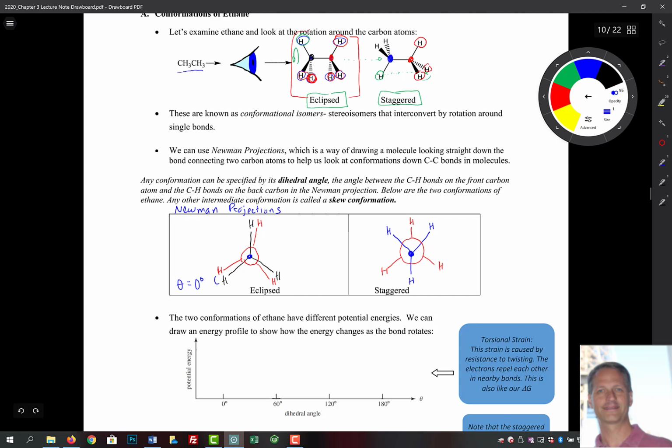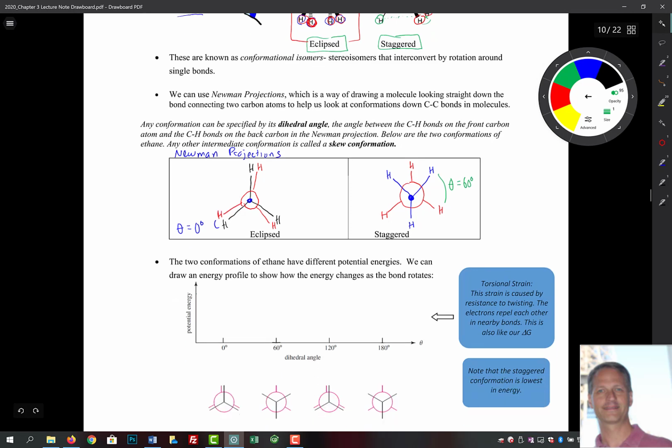Right. Now, this is called the staggered conformation. And this angle, again, is the dihedral angle, and that is going to be 60 degrees. So there's a different energy associated with each of these because having these H atoms eclipsed on top of each other costs energy, right? Just think of VSEPR. The electrons that are in those bonds want to repel each other.